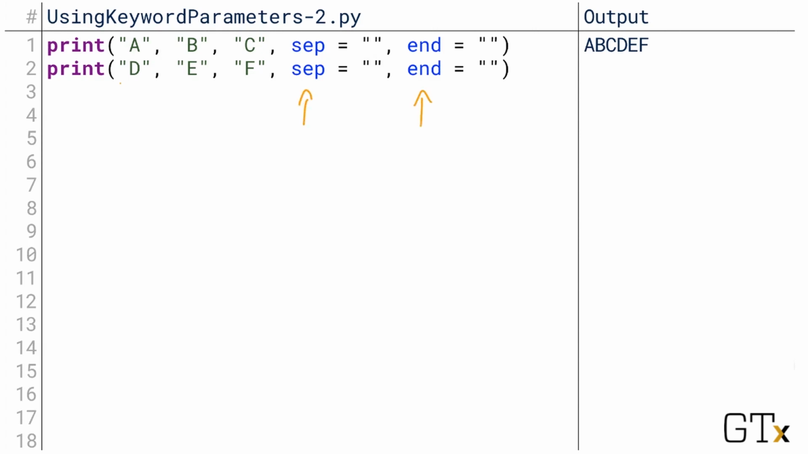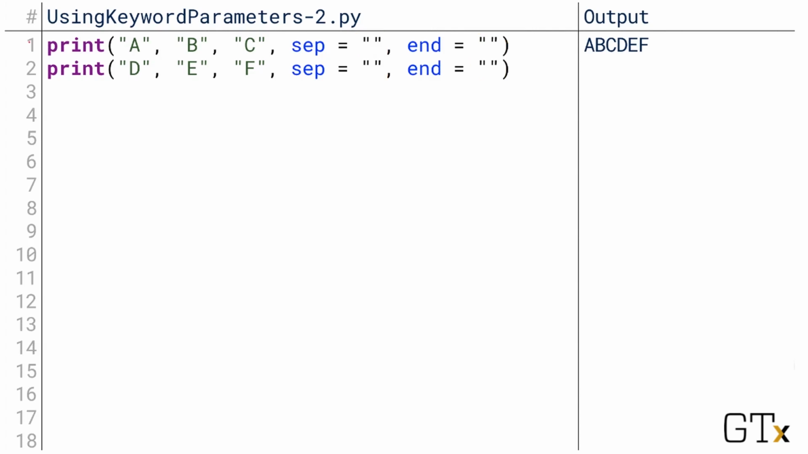Sep is a keyword parameter that tells Python what character or what string to use to separate individual strings in one print statement. End is a keyword parameter that tells Python what character to put at the end of the print statement. Usually it puts a new line character. Here, we've overridden both and said to use an empty string as both our separator and as what we put at the end of any print statement.